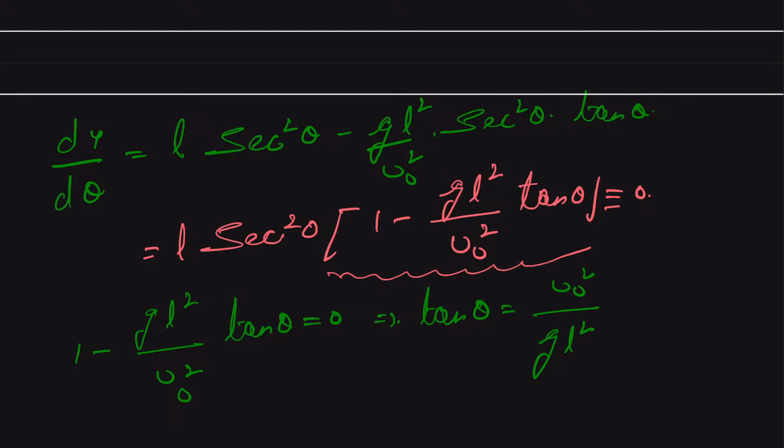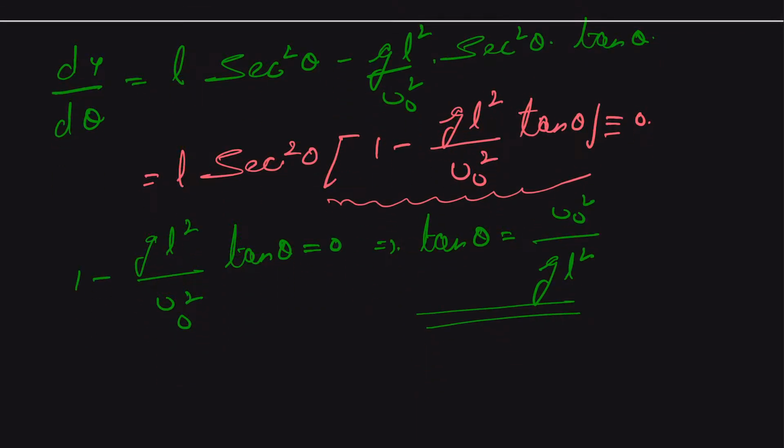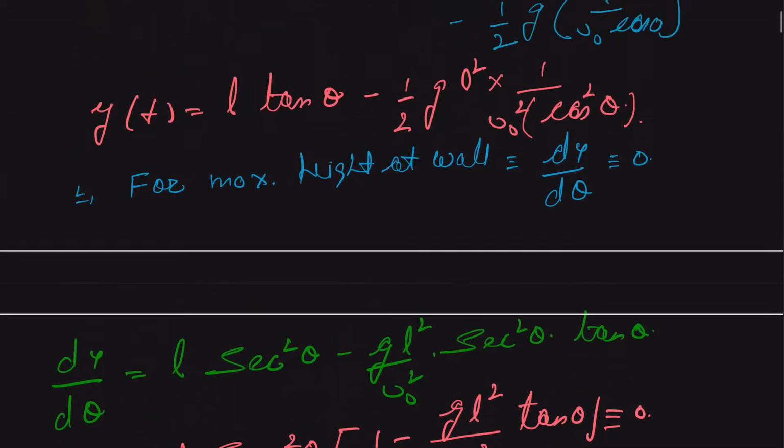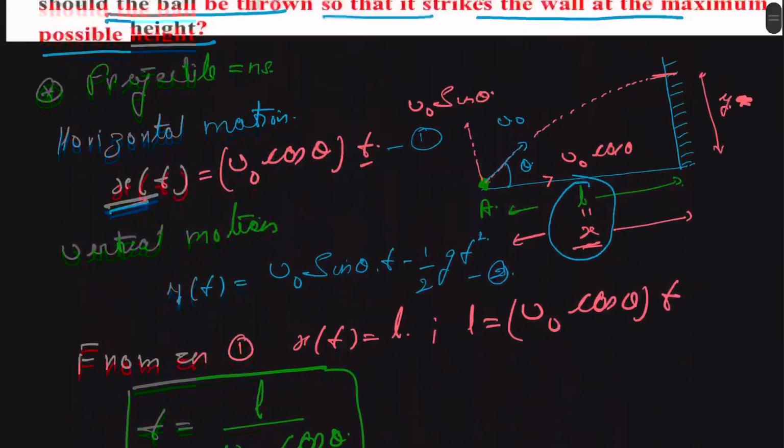So this is our value of theta, or we can say, let me write it, theta we can write as tangent inverse of V0 square upon GL square. And so this is the value of theta, so that the ball or projectile strikes at the maximum height.